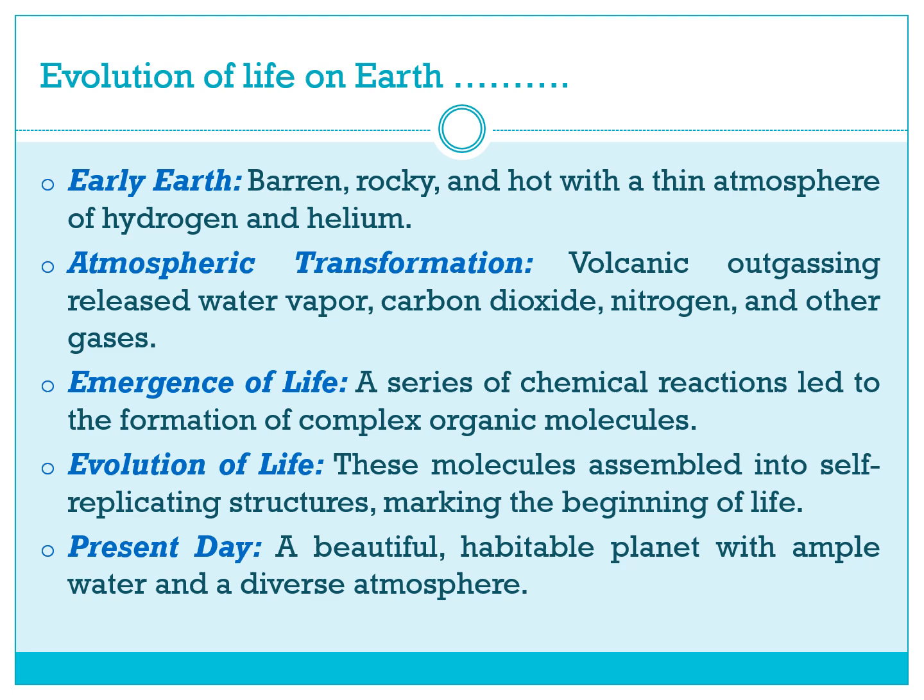Evolution of life on Earth. The Earth initially had a barren, rocky, and hot surface with a thin atmosphere of hydrogen and helium. Over the time, this atmosphere was replaced by volcanic outgassing, producing water vapor, carbon dioxide, nitrogen, and other gases. The planet gradually transformed from a rocky, barren, and hot environment to a beautiful, habitable planet with ample water and a diverse atmosphere.